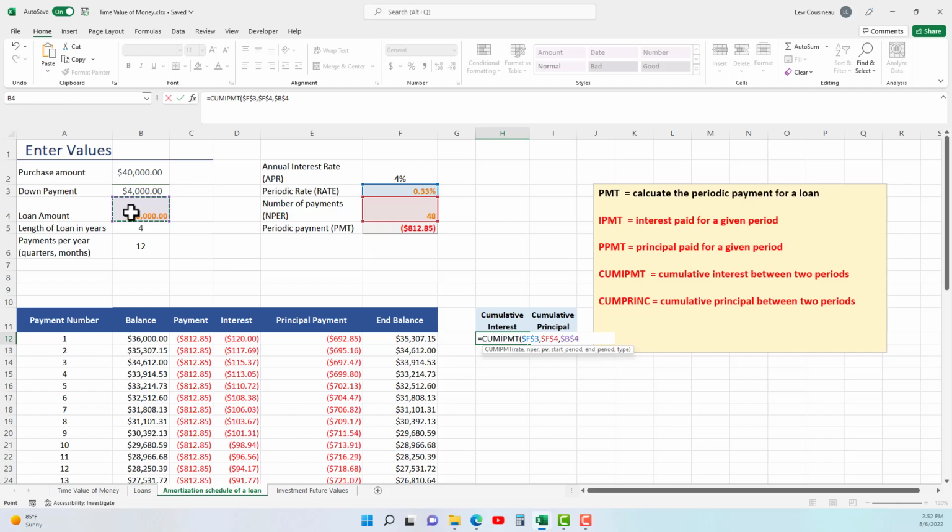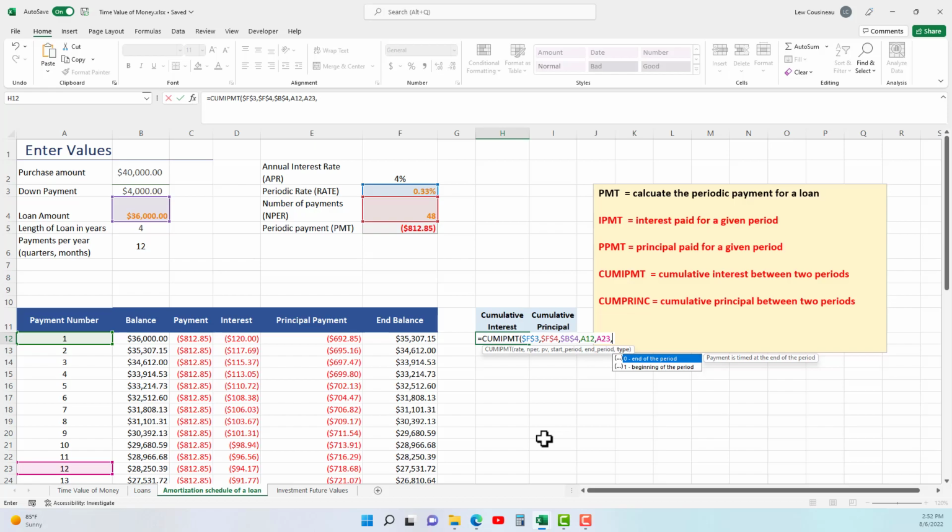What is your start period? Well, in this case, it's period 1. And what is your ending period? Well, in this case, I'm doing the cum interest. We're going to do a running total of interest. But just to demonstrate something, what if I wanted the interest for the first year? Well, I would do start period 1, end period 12. So that would be 12 periods right there.